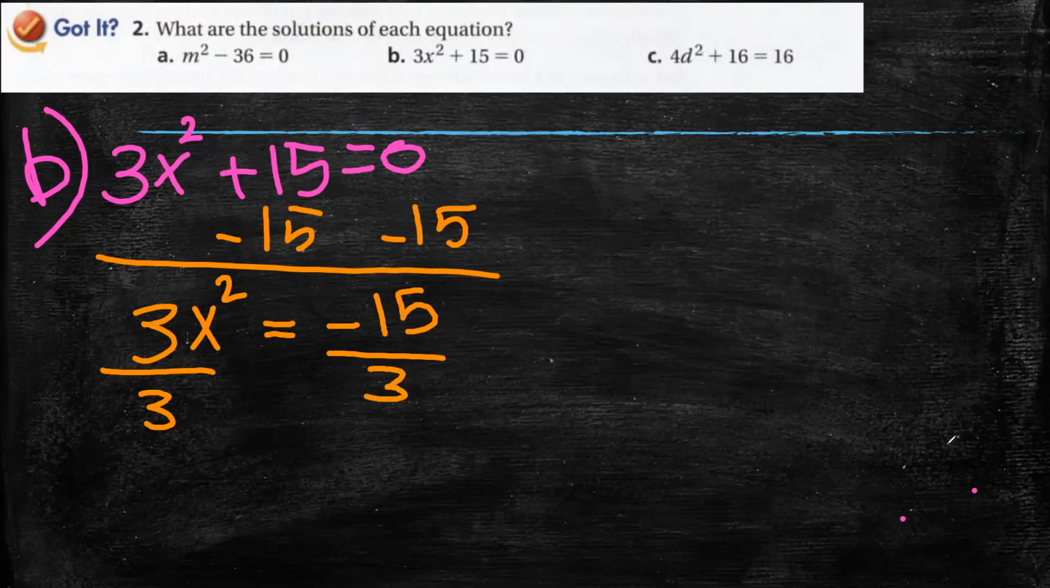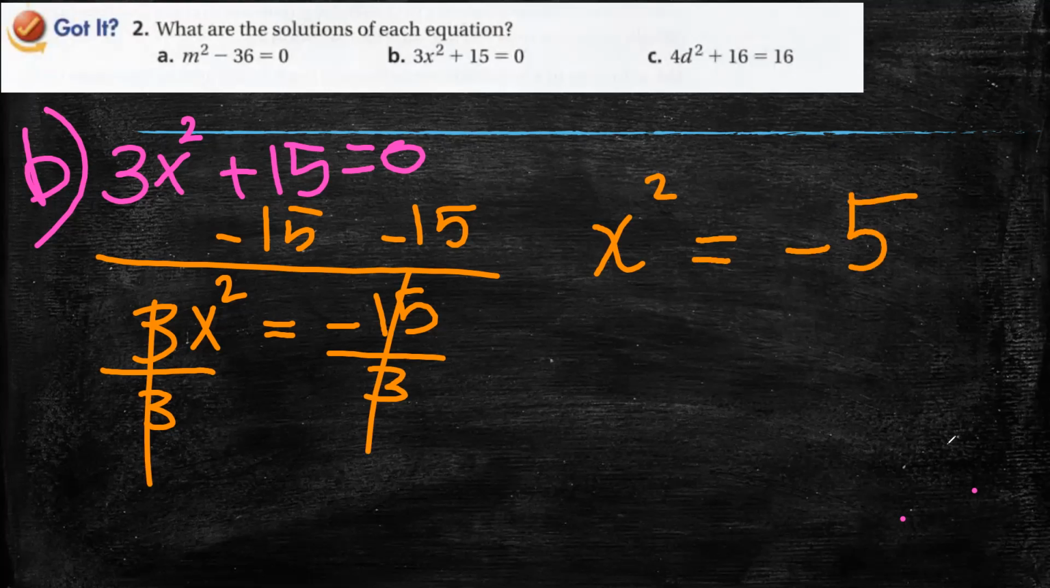Why do I do this step? Because I must isolate x squared alone, without anything that is multiplying, dividing, subtracting, or adding. It must be alone. So divide by 3, divide by 3. What will you get? You will get x squared equals negative 5.